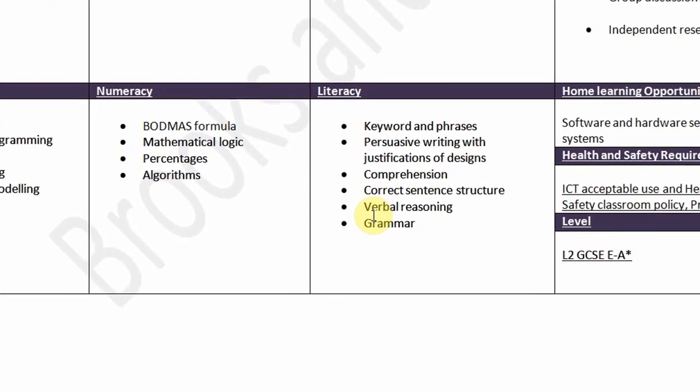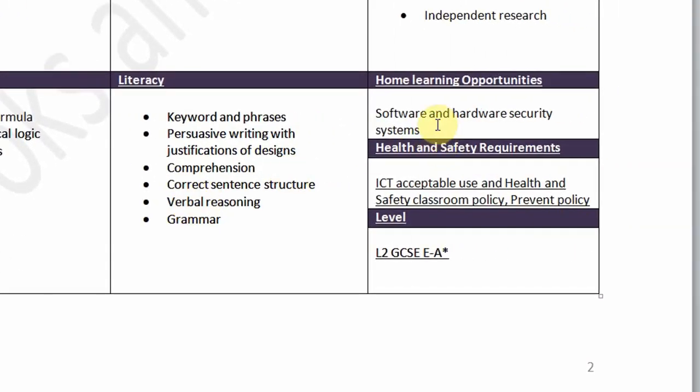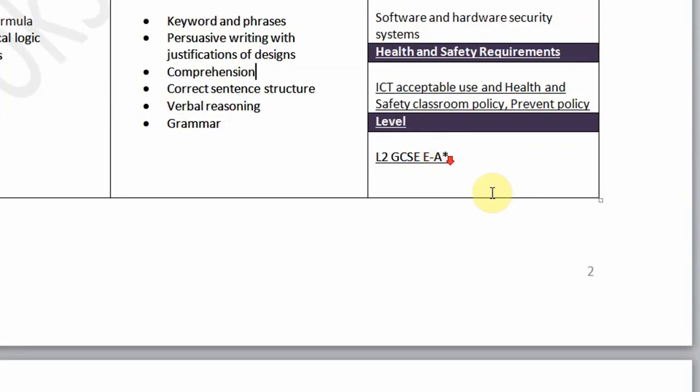So down here, suggested suitable homework, home learning opportunities, detailing the health and safety requirements. If you're in a workshop, for example, you're going to be working with certain types of tools. They may need training on how to use those. And here I've detailed the appropriate level to which learners will be working towards. So GCSE E grades to A star is this topic.